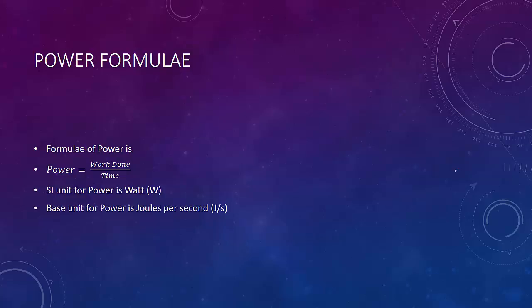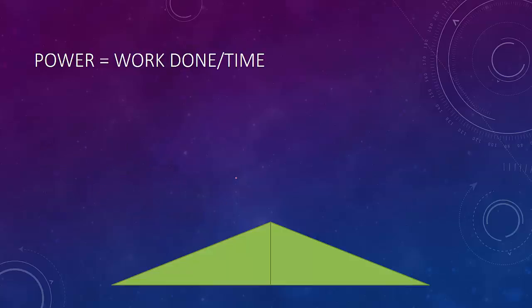So the power formula is: power is equal to work done divided by time. The SI unit for power is watts, and the base unit for power is joules per second. So power is equal to work done divided by time.